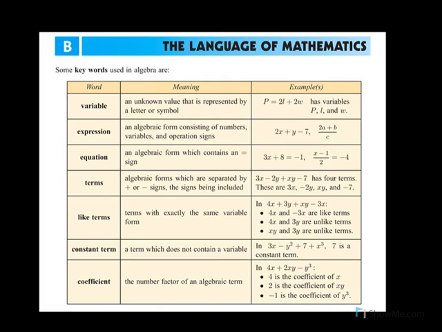All right, we're looking at the language of math, and these particular terms you need to memorize and understand what they are. We will be tested on this. The first one is variable. A variable is an unknown value that is represented by a letter or symbol. In this case, P equals 2L plus 2W. The variables are P, L, and W.